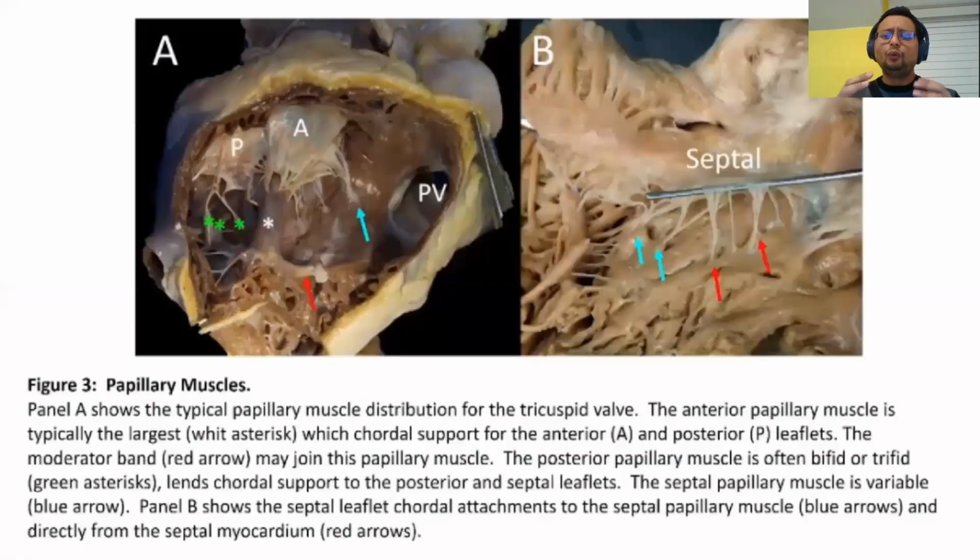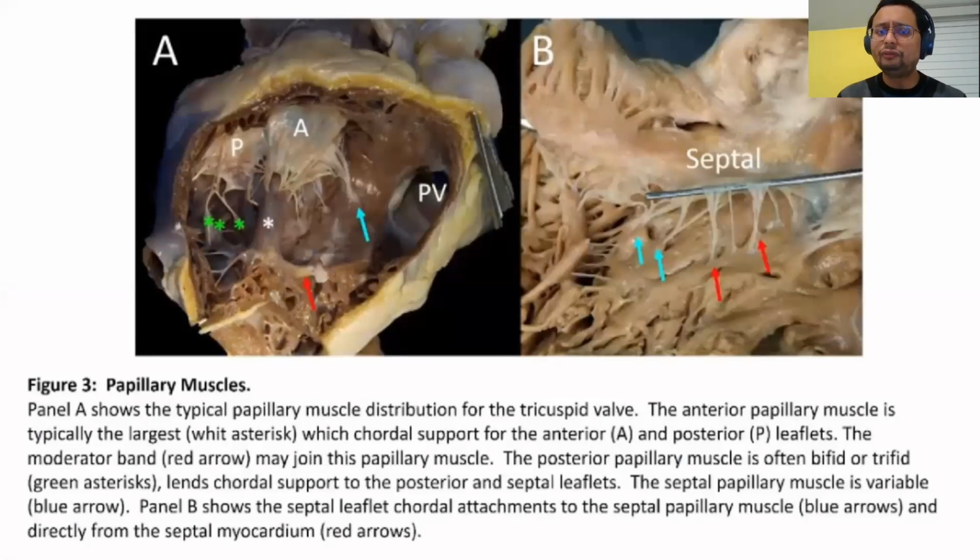Okay, what about the attachment of the tricuspid valve leaflet? You remember that the left side of the heart has two papillary muscles, the anterolateral papillary muscle and the posteromedial papillary muscle. The anterolateral papillary muscle gives chordae tendineae to the lateral part of the mitral valve, and the posteromedial gives chordae tendineae to the medial part of the mitral valve.